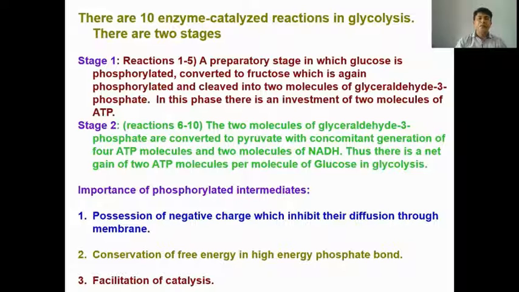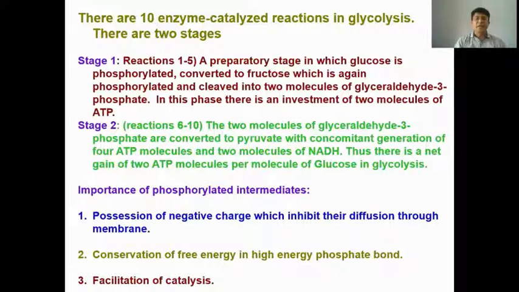And stage 2, called the payoff phase, the two molecules of glyceraldehyde triphosphate are converted to pyruvate, with concomitant generation of 4 ATP molecules and 2 molecules of NADH. Thus, there is a net gain of 2 ATP molecules per molecule of glucose in glycolysis.